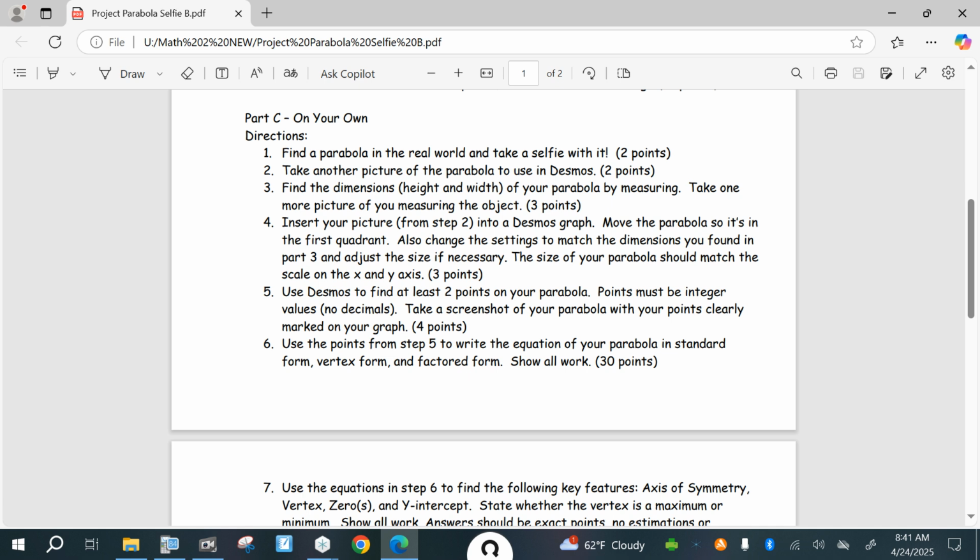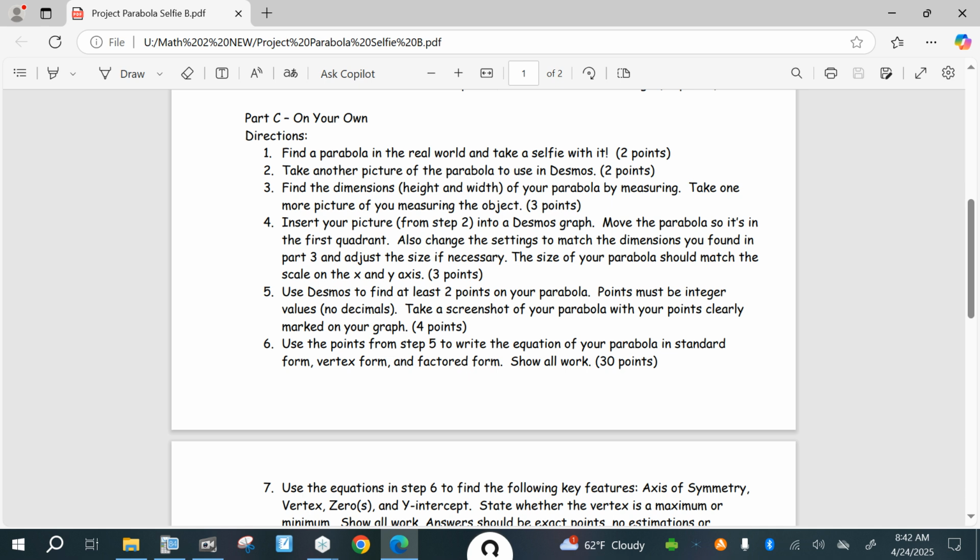Desmos. So how many of you have used Desmos before? Okay, great. A lot of you have. If you have not, I can help you with Desmos as we go through. Then you are going to measure your parabola. So you can grab a ruler or tape measure or whatever, and you're going to measure the height and the width of it. Then you are going to take a picture of you measuring the object, so that way I know the actual height and width.